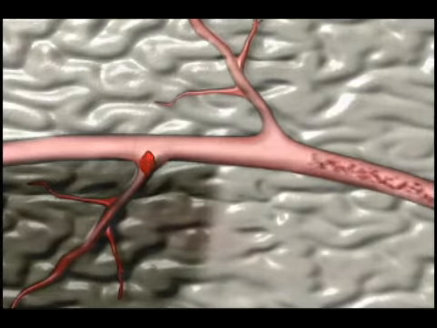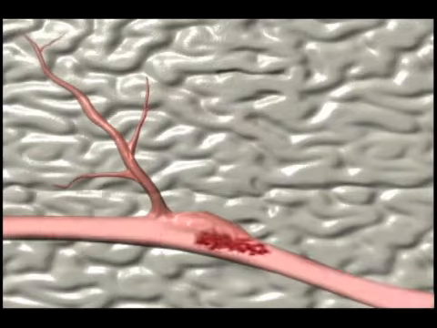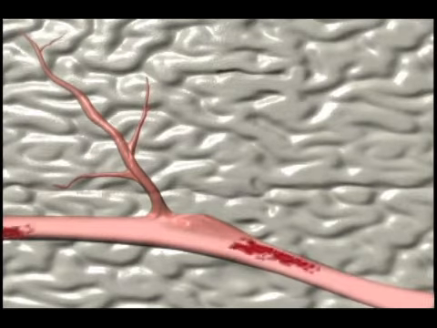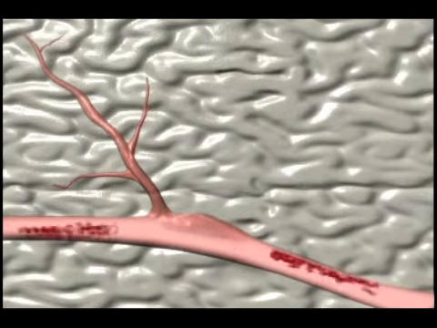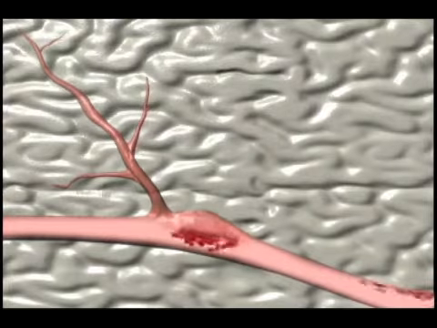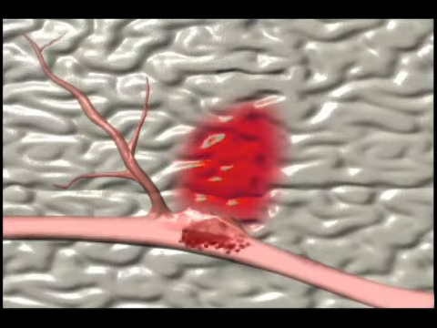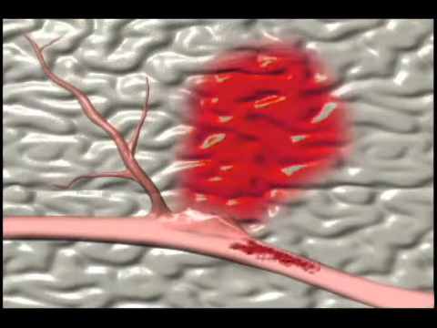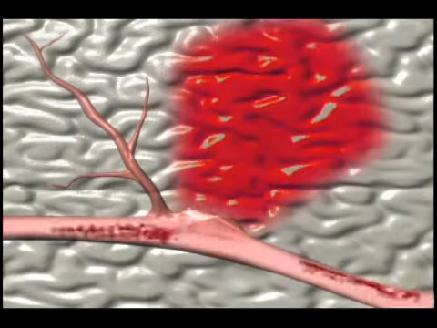Less commonly, a weak spot, called an aneurysm, can develop on the wall of a blood vessel in the brain. Under certain conditions, the pressure of the moving blood can burst open the vessel wall and send blood into nearby brain tissue, causing brain cells to die. Depending on the location of the affected blood vessel, symptoms can vary widely.